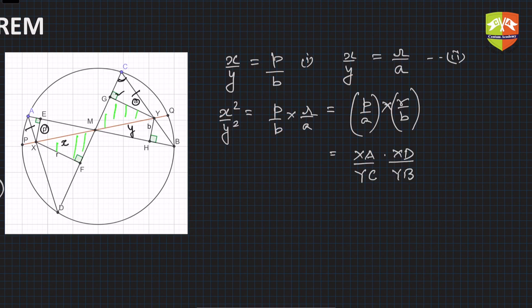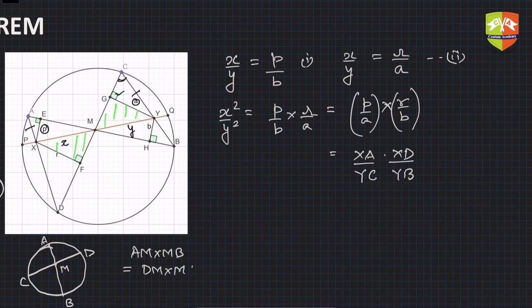Now, if you remember the theorem where if you have a circle and there are two chords intersecting at a point, let's say M, and let's say this is AB, this is CD, so we know that AM into MB is equal to DM into MC. Correct? This is a theorem which we have proven earlier. You can check this in the previous videos.